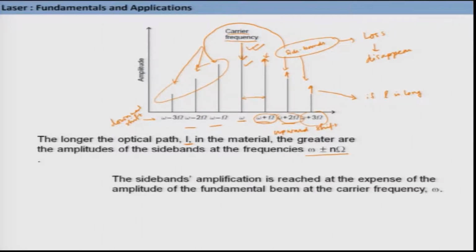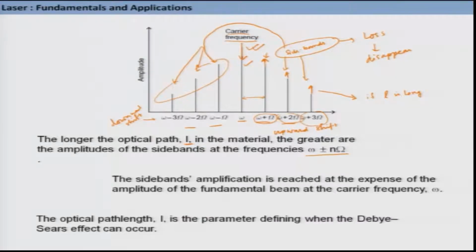Here we mention explicitly that sideband amplification is reached at the expense of the amplitude of the fundamental beam at the carrier frequency omega, and that is what we do not want. The optical path length L is the parameter defining when the Devi-Shears effect can occur. This involves a lot of detail, and right now we are not going into it, but let us take it that this optical path length can control the occurrence of the Devi-Shears effect.